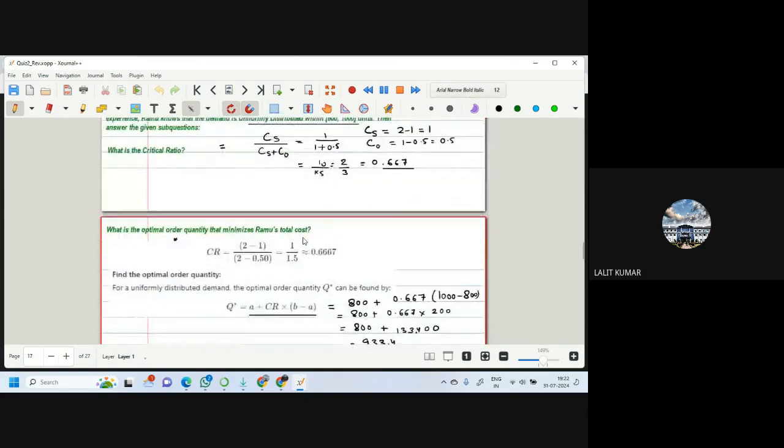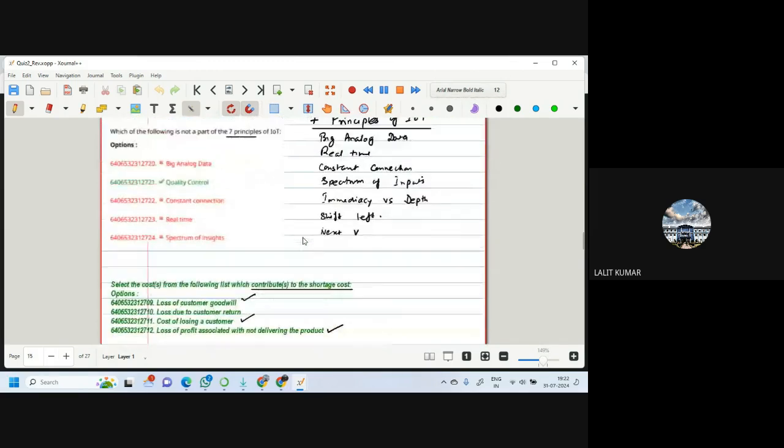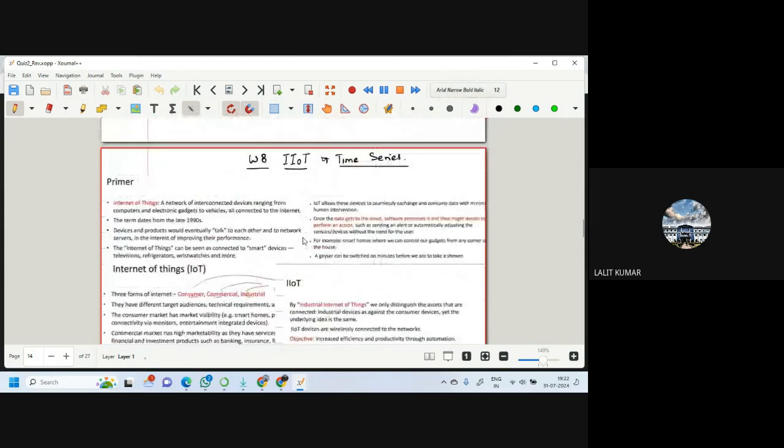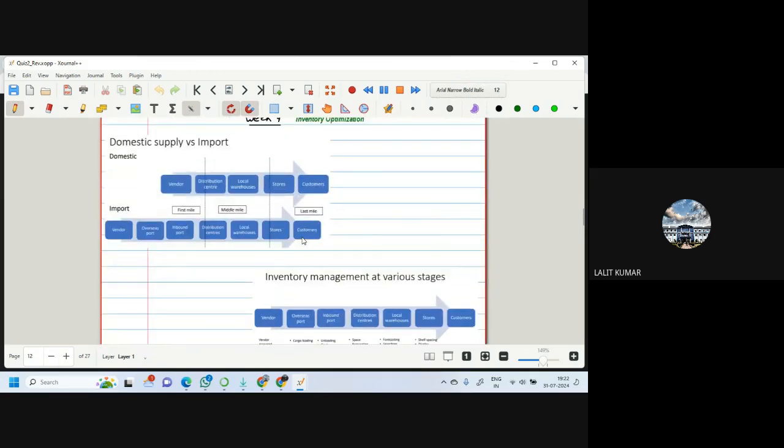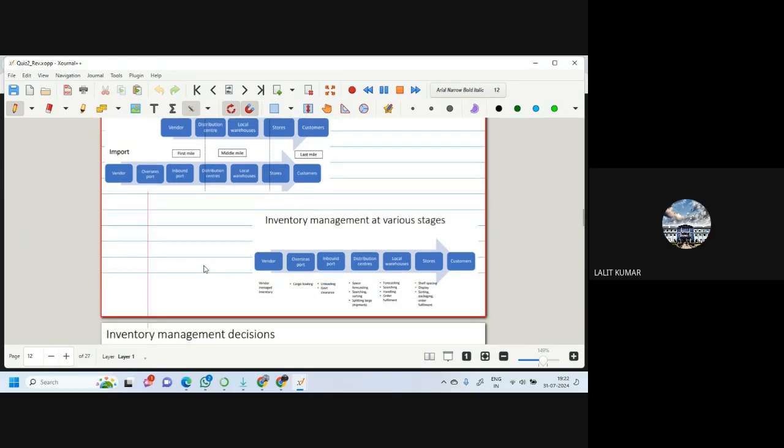Now week 7, some theoretical part is there. There are hardly 4 or 5 slides. In that they have again covered the supply chain: first mile connectivity, middle mile connectivity, last mile. Last mile is the connectivity from the store to the customer. Middle mile is from distribution centers to the local warehouses, and the first mile is when we come to the distribution centers.